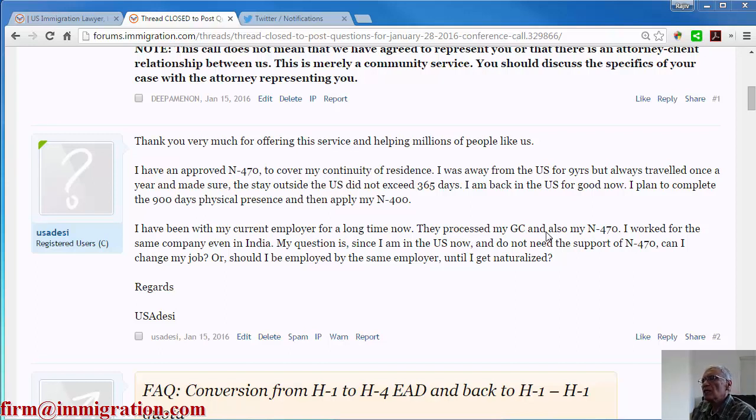So in your case, even if you had not filed an N-470, you might have been okay with just a re-entry permit. But since you have filed it, not a problem. You still have to meet the requirement of 2.5 years of physical presence. And to the best of my knowledge, N-470 can get complicated. Sometimes I have to review the regulations again. But as far as I remember, you should be able to file for your N-400 naturalization as soon as 2.5 years of physical presence are complied with.